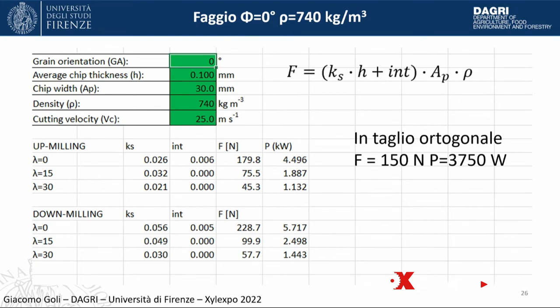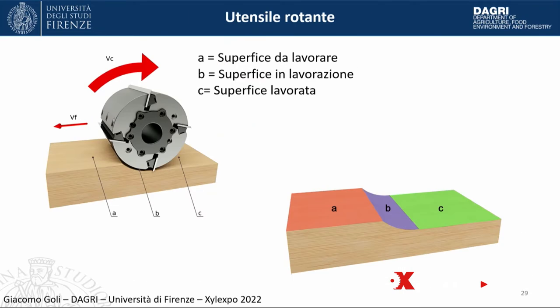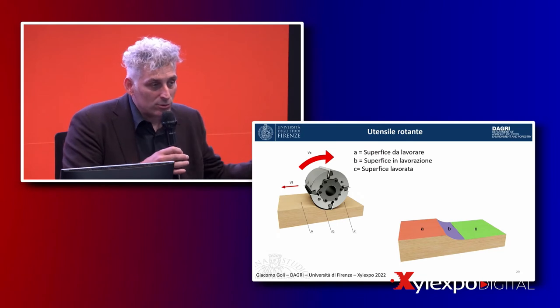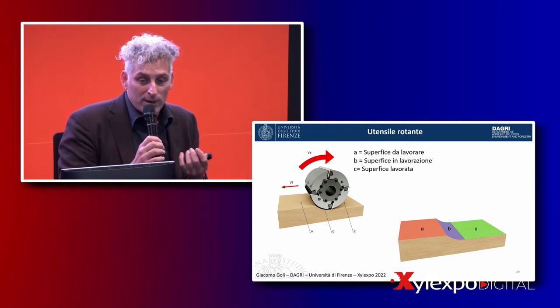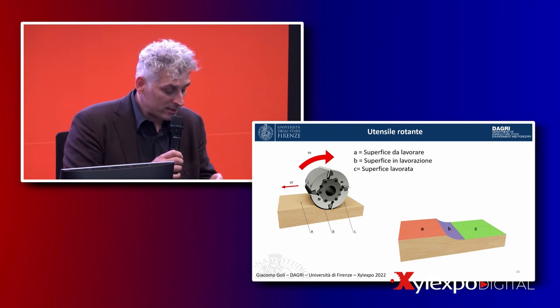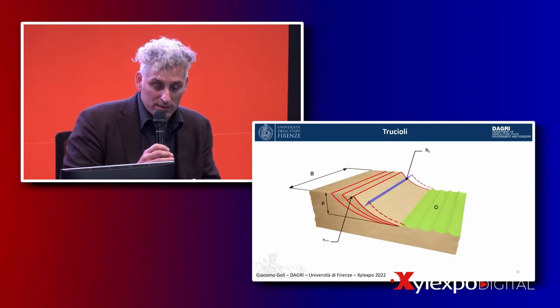In terms of grain orientation, GA 0 degrees, you see the powers on the right. So I'm using much less energy here, power. This is an introduction to show you how it works. This is a simplified version for orthogonal cuts. Let's apply it to a rotating tool.